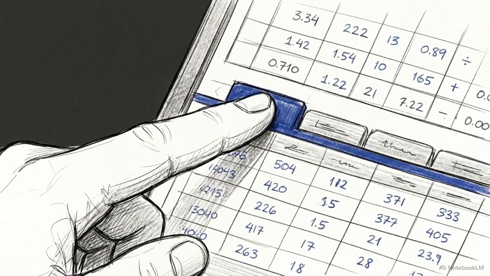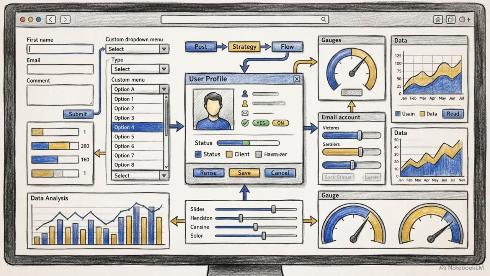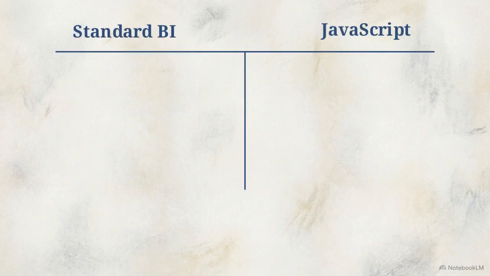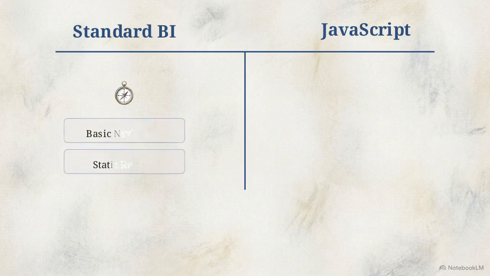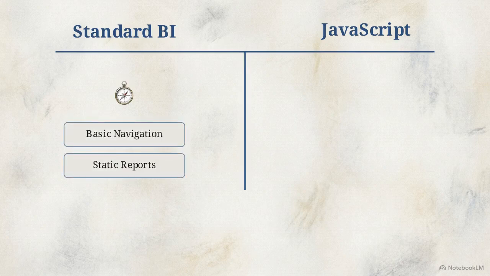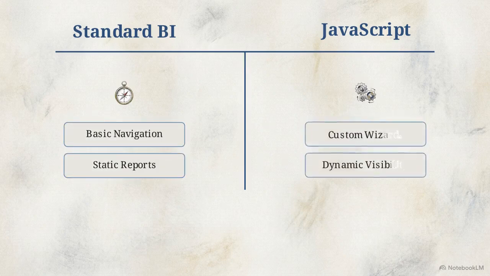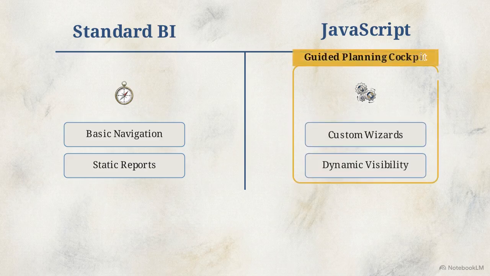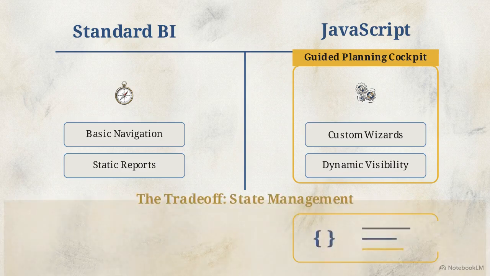Think about how users actually navigate a financial plan. Standard dashboards force them through static tabs, but what you really want is a guided, dynamic workflow that adapts to their inputs. This matrix shows how paths diverge. Left, standard BI features provide basic navigation. Right, JavaScript provides building blocks for custom wizards and specialized controls. Dynamic visibility builds a guided planning cockpit, keeping users focused. The trade-off? State management. Developers must manually code every step and error.